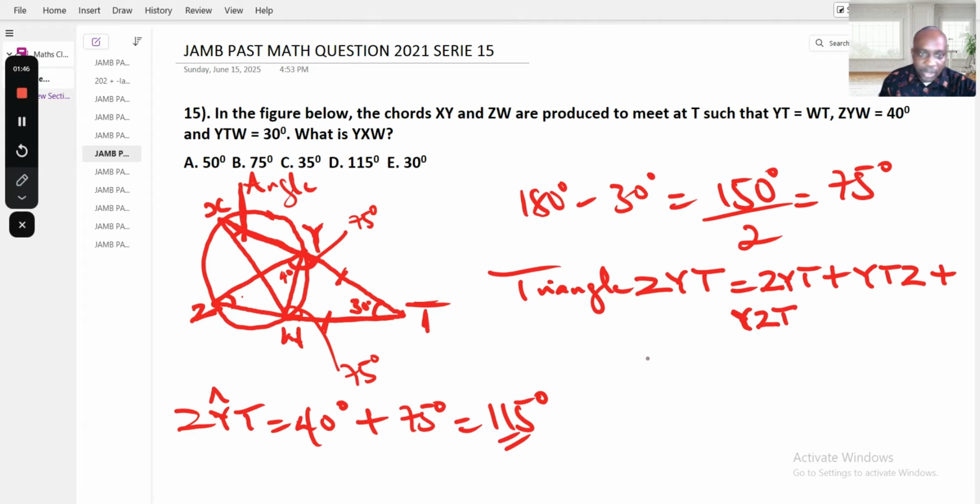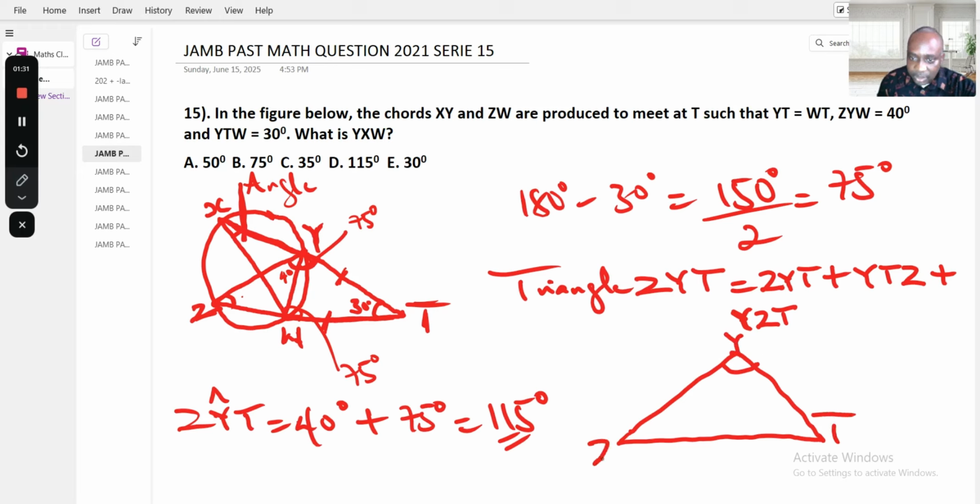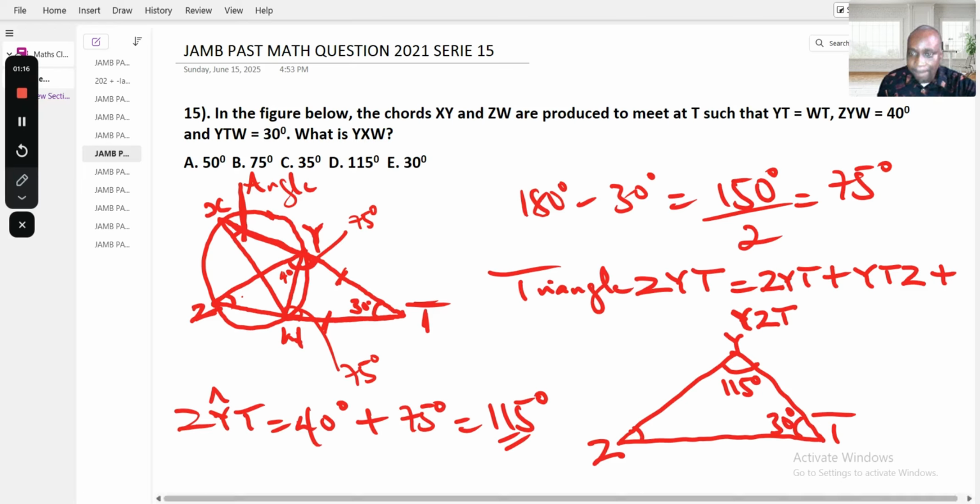Now let me redraw this one so that we understand what I'm talking about. Here we have calculated it. This is Y, this is T, and this is what? Z, isn't it? Here is 115 degrees. We have calculated that one. This T is 30 degrees, isn't it? And this Z here, we don't know it yet. I want us to calculate it now.